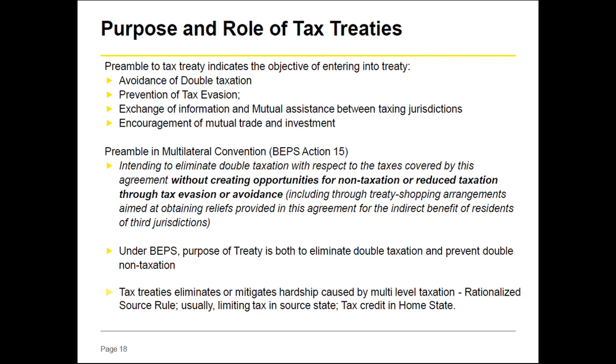Preamble of the multilateral convention: this is action point 15 of BEPS, intending to eliminate double taxation with respect to taxes covered by this agreement without creating opportunities for non-taxation or reduced taxation through tax evasion or avoidance. Under BEPS, the purpose of a tax treaty is both to eliminate double taxation and to prevent double non-taxation.